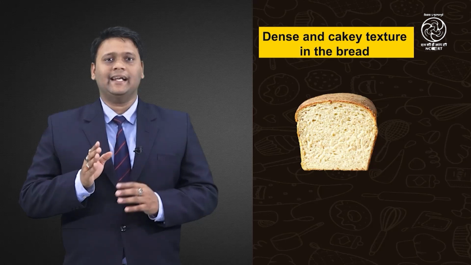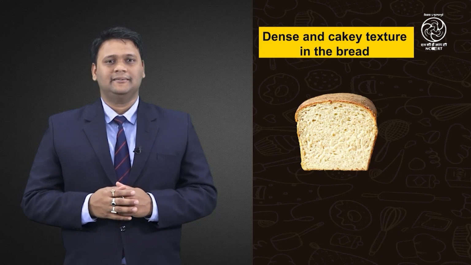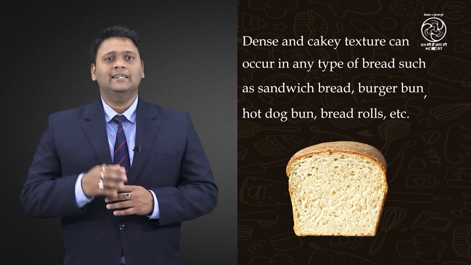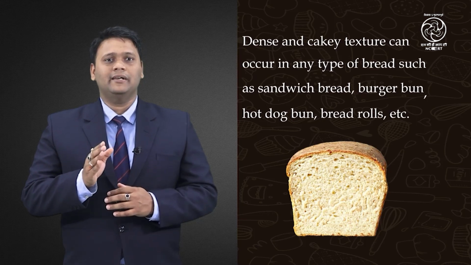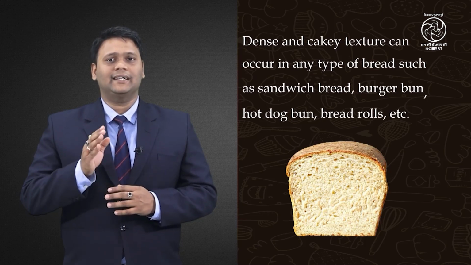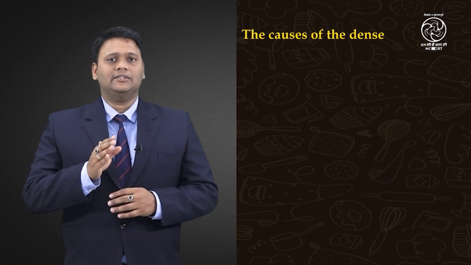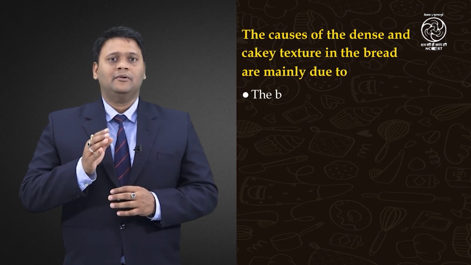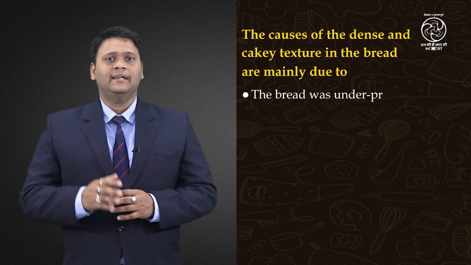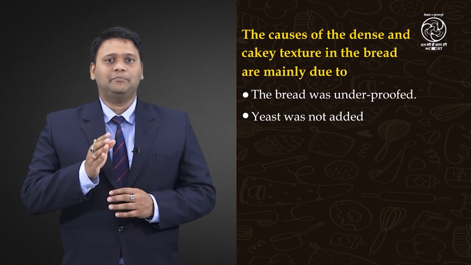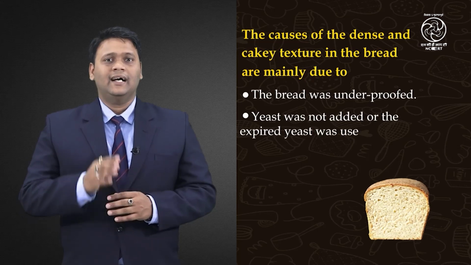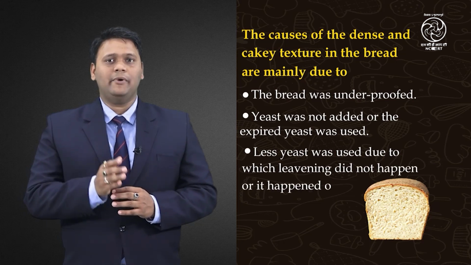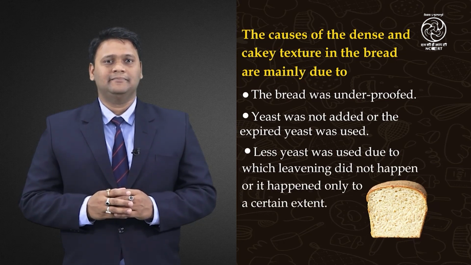Next is dense and cakey texture in the bread. Dense and cakey texture can occur in any type of bread such as sandwich bread, burger bun, hot dog bun, bread rolls, etc. The causes of the dense and cakey texture in the bread are mainly due to: the bread was underproofed, yeast was not added or expired yeast was used, less yeast was used due to which leavening did not happen or it happened only to a certain extent.